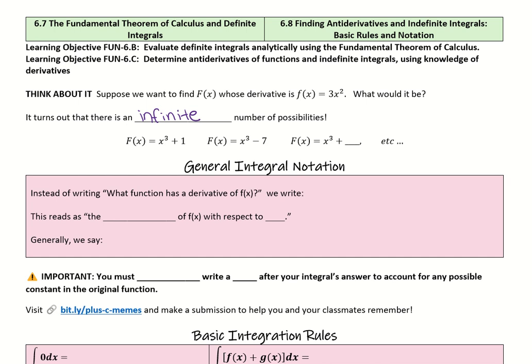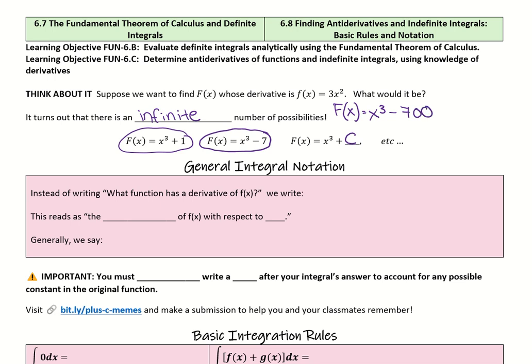For example, x cubed plus 1 is a possibility, x cubed minus 7 is a possibility, x cubed plus any old number could be a possibility, because if there's a constant and we take the derivative of that constant, it's just 0. So what we do in calculus is we use the letter c to represent any constant. So if you think of any number off the top of your head and add it or subtract it from x cubed, let's say we made f of x equal x cubed minus 700.